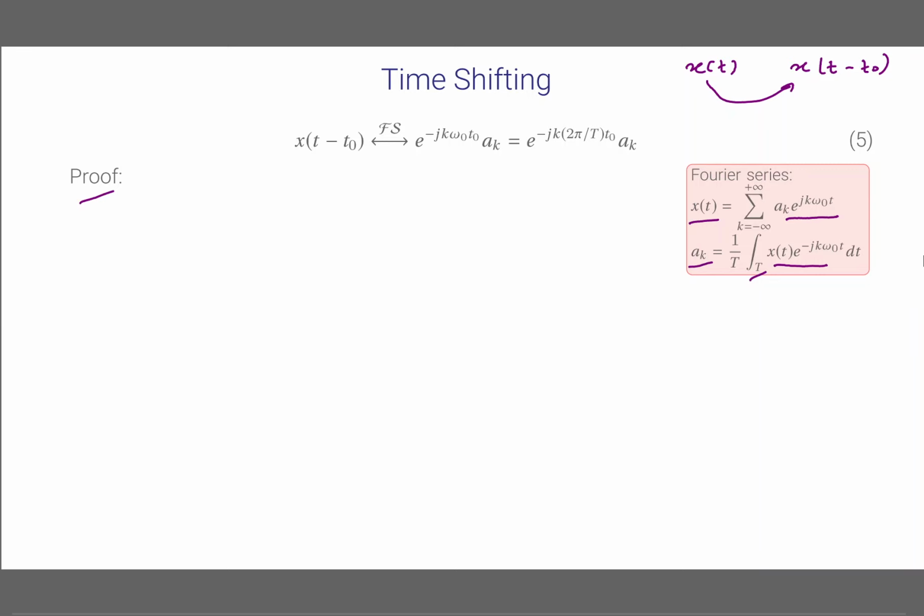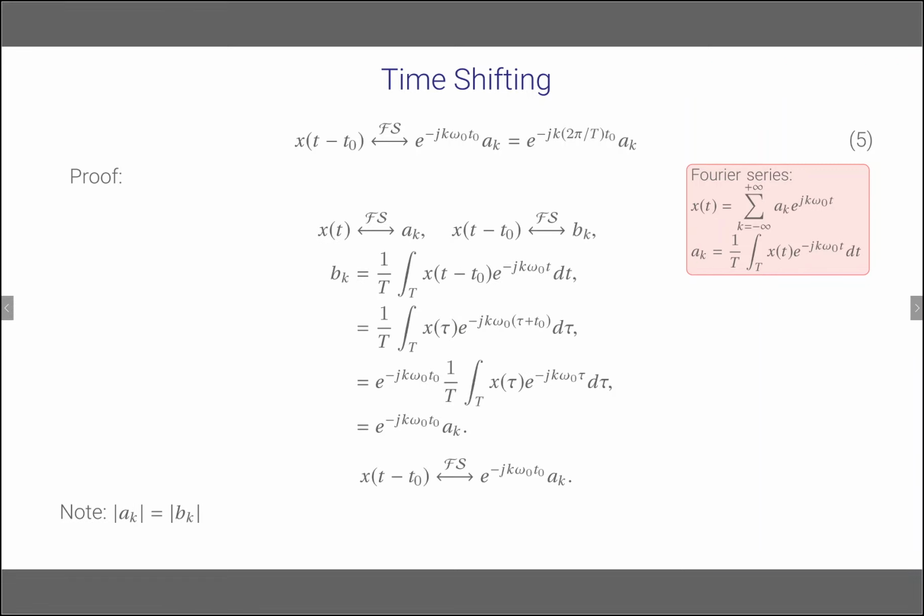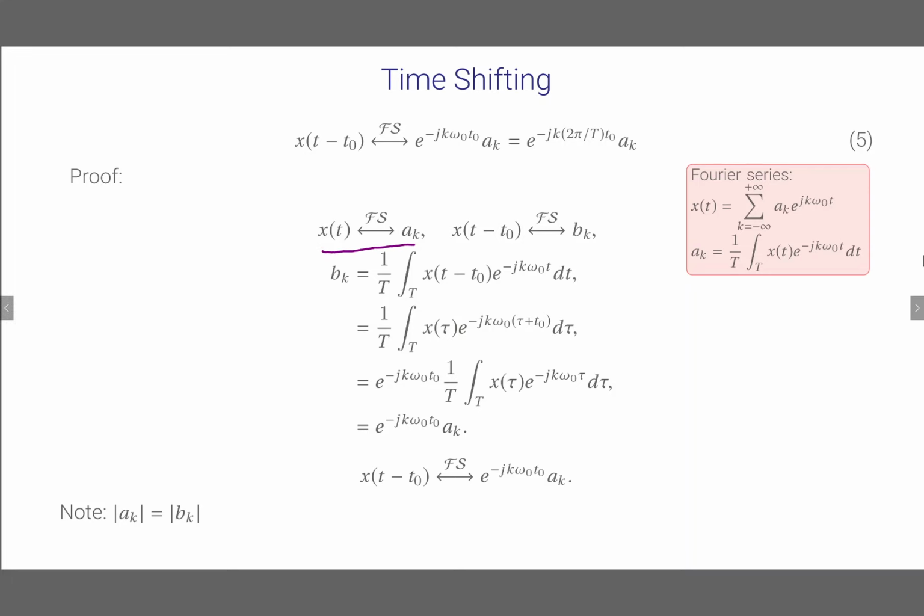Okay, so let's do a brief proof of this. x(t)'s Fourier series coefficients are a_k's, and let's consider that x(t minus t naught)'s Fourier series coefficients are b_k's. So let's try to find these Fourier series coefficients using this formula. In order to do that, instead of x(t), we must write x(t minus t naught), because that is the signal that we want to find the Fourier series coefficients of. And then we have to multiply that with e to the power of minus jk omega naught t and integrate it.